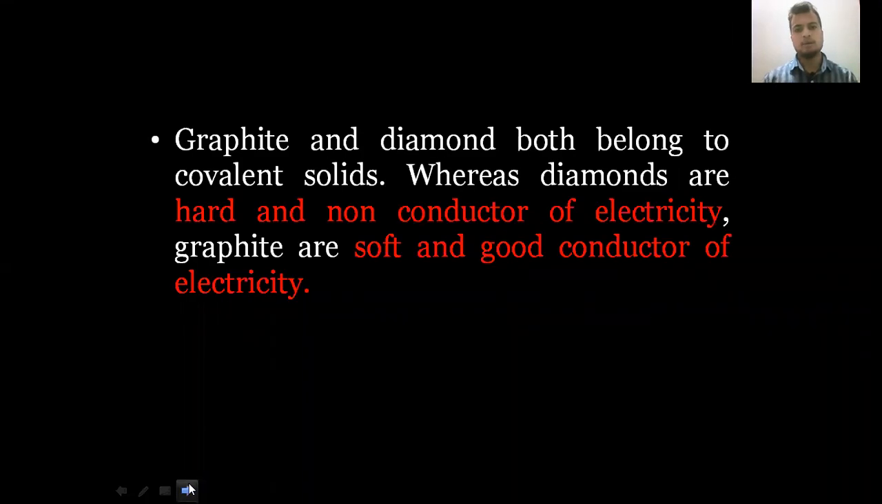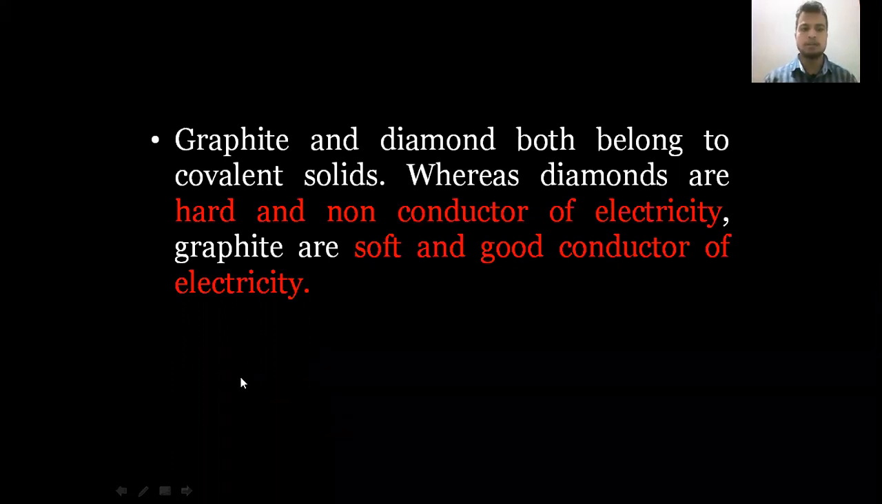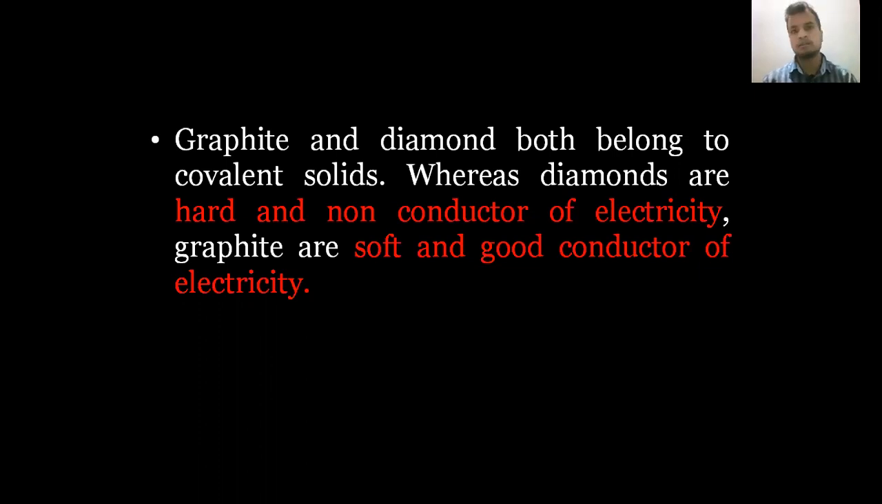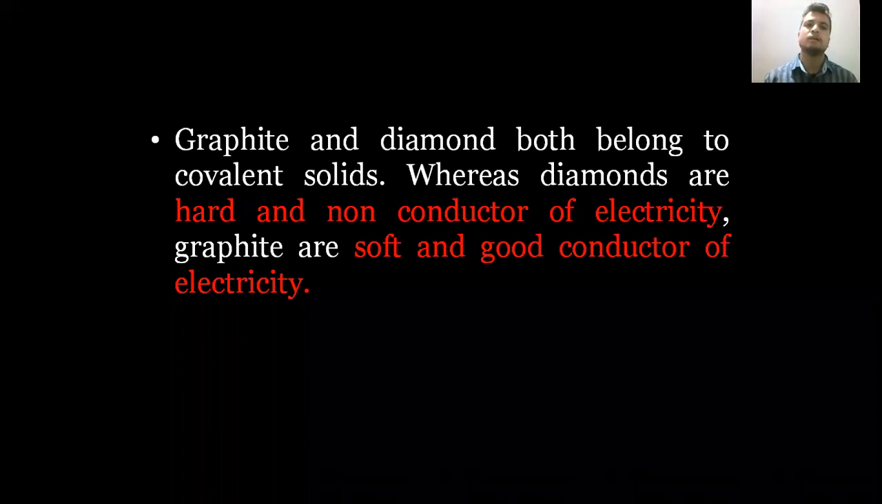So graphite and diamond both belong to the covalent solids, whereas diamonds are hard and non-conductors of electricity. Graphite is soft and a good conductor of electricity. So that's the basic difference between diamond and graphite. Both are covalent solids, but the general characteristics of covalent solids are that they are very hard and non-conductors of electricity. They are one of the toughest materials found on earth. But graphite is very soft and a good conductor of electricity. So how do we explain such a fact? That is what we are trying to understand today.